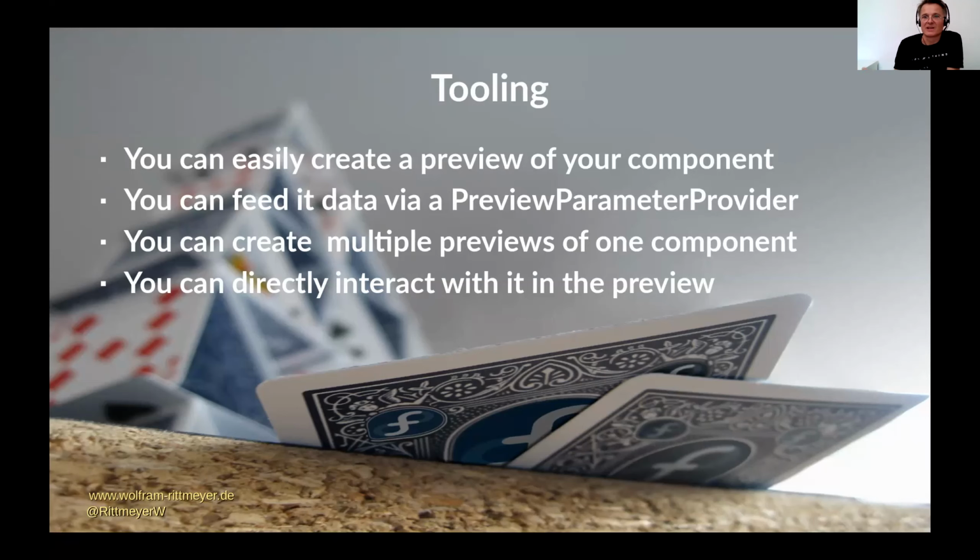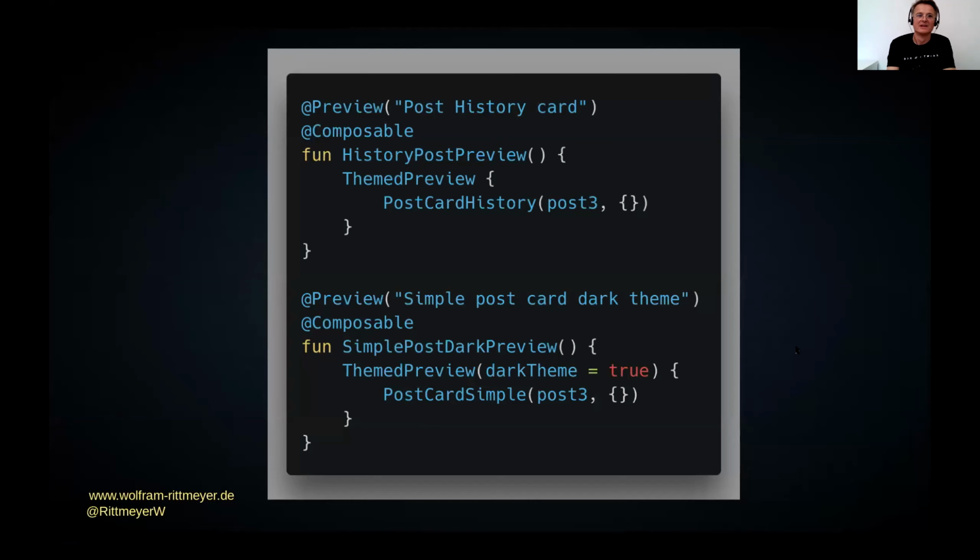You can even directly interact with the preview in Android Studio, for example, to set a favorite icon or something like that. But that's about it. That's all the tools support there is. So let's first see how it's done. You have this add preview annotation, you give a name for the preview, and then you simply call the UI element you want to view.